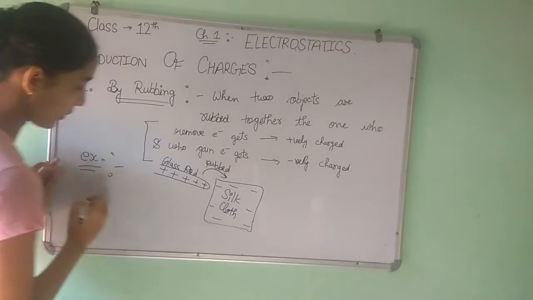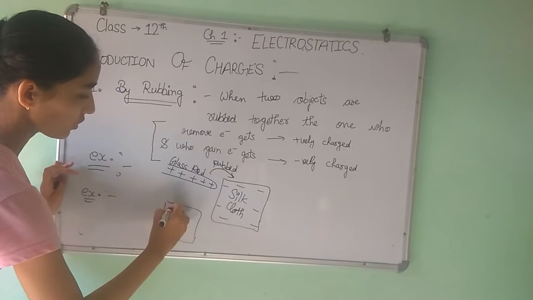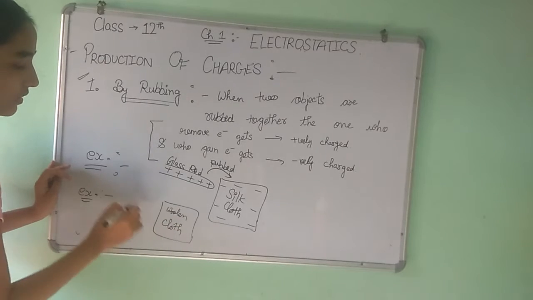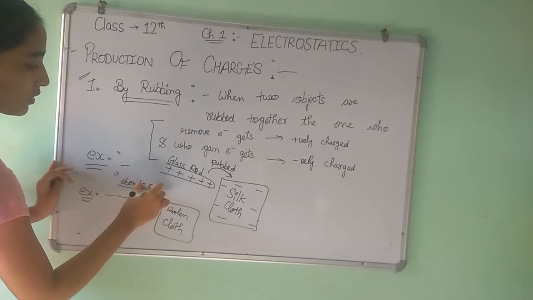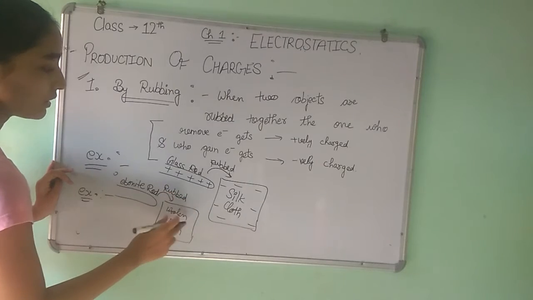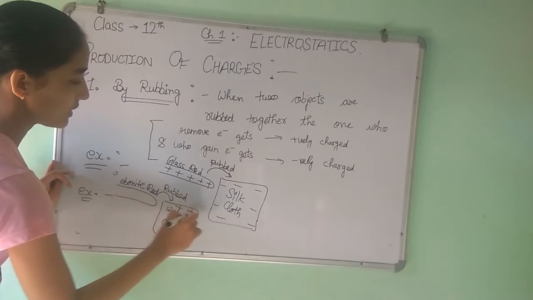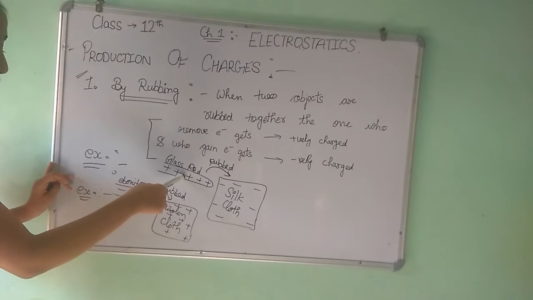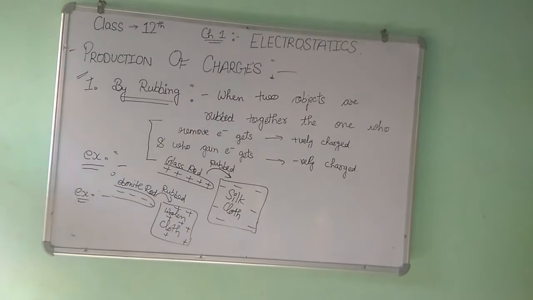We can take another example. If we here take a woolen cloth and here take an ebonite rod, and when we rub them, then this time the woolen cloth gets positively charged and the ebonite rod gets negatively charged. In the first case, the rod became positive, and in this case, the cloth became positive. So keep in mind both of these examples.